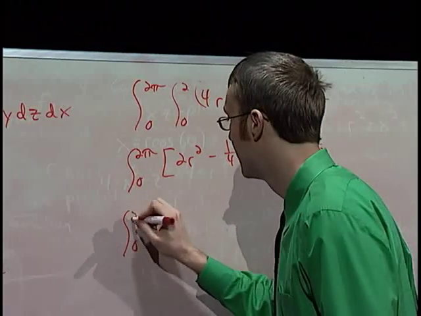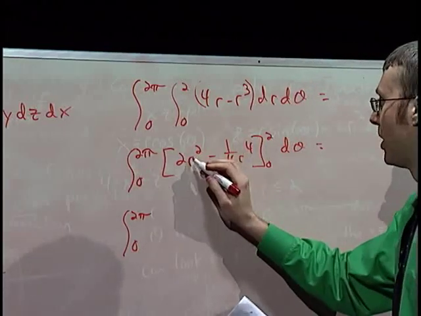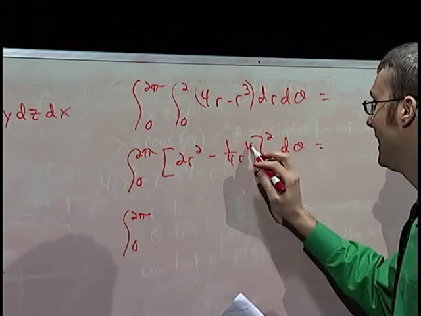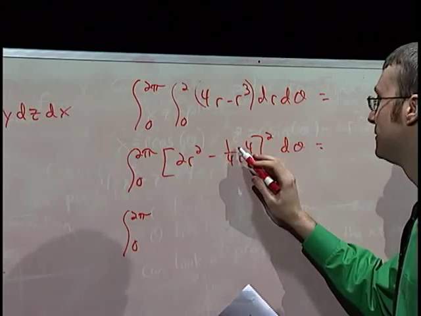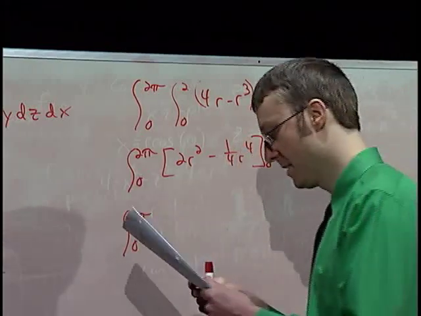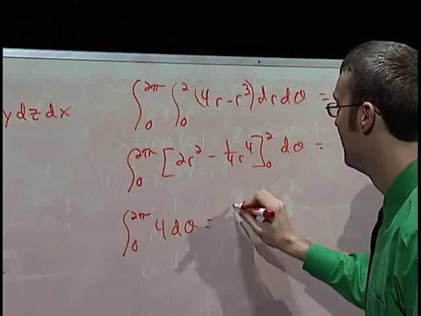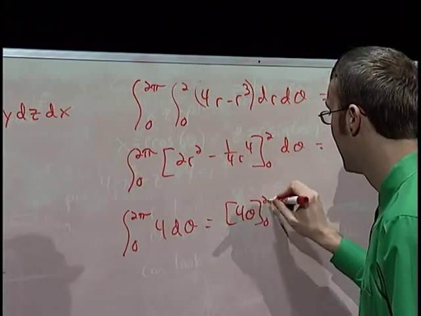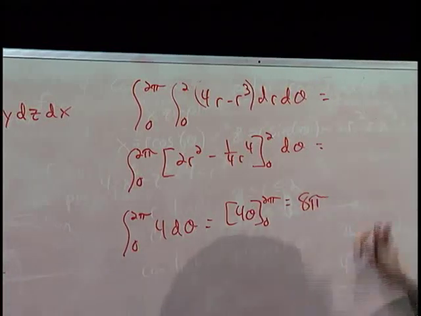So 0 to 2 pi. You get, r squared is 4, so that's 8, minus 16 fourths, which is 4. So that's a 4 there. Is that what I have here? Yes, it is. Good. 4 d theta. And that, of course, is just 4 theta from 0 to 2 pi. And so what do you get out of all this? 8 pi is your volume.